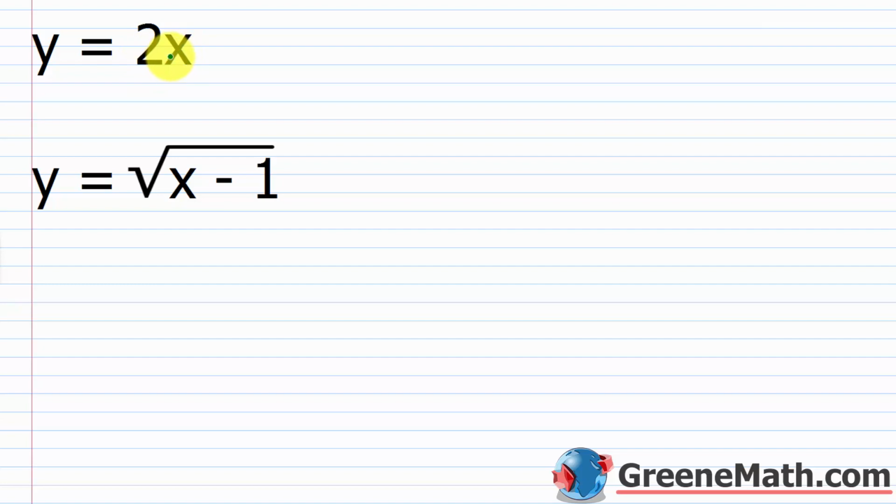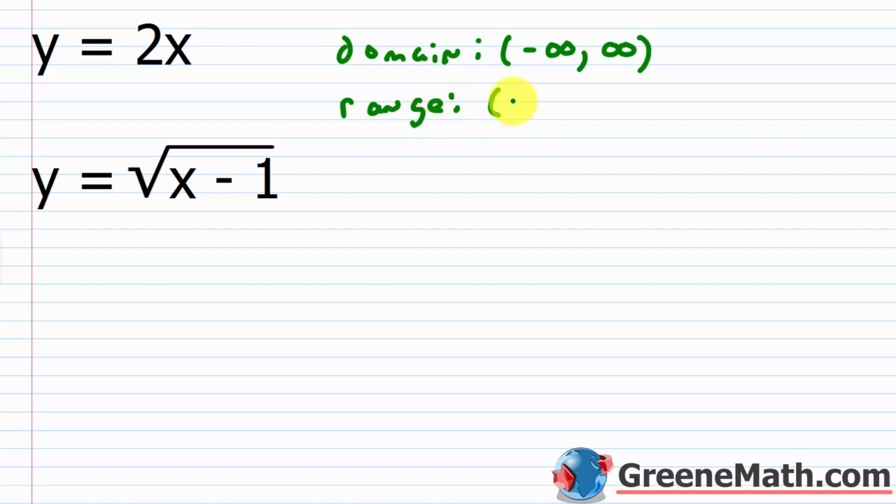And because I can plug in anything I want for X, I can make Y as small or as large as I want. So for the domain, I could say that it's all real numbers, and I could write it out like this, okay? But that's a little bit lengthy, and I don't really like to do that. So I'm just going to use interval notation, and I'm going to say this is from negative infinity to positive infinity because it just includes all real numbers. And then for the range, it's going to be the same thing for this guy. So from negative infinity to positive infinity.